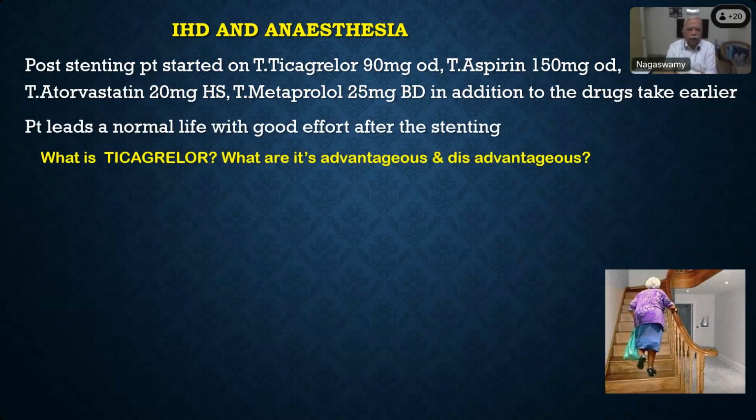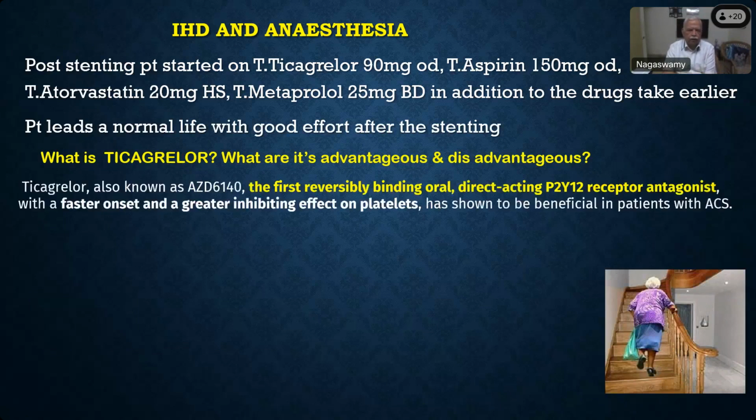What is this ticagrelor? It's an antiplatelet. Antiplatelet, yes. Next generation to clopidogrel. Okay. So ticagrelor, also known as AZ6140, that is the number given in the developing stage, is the first reversibly binding, oral, direct acting P2Y12 receptor antagonist with a faster onset and a greater inhibiting effect on platelets, and is shown to be beneficial in patients with acute coronary syndrome.